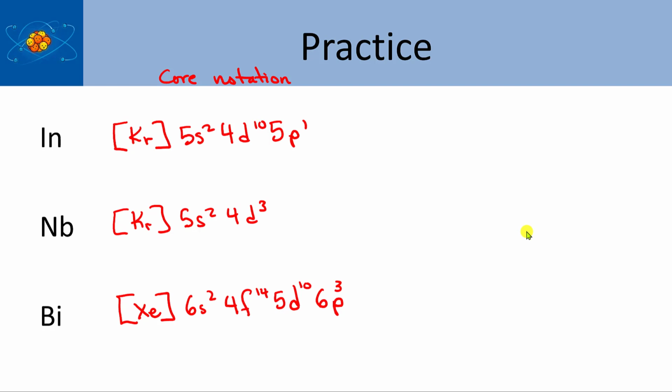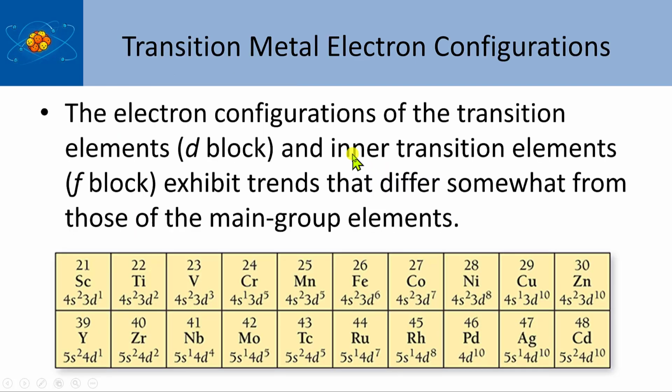All right, so let's talk about some oddities or problems in the transition elements. In the main group elements, I don't believe there are any exceptions to the rules that we just taught you. But for the transition elements, what we find is there's a number of different places where you find exceptions.